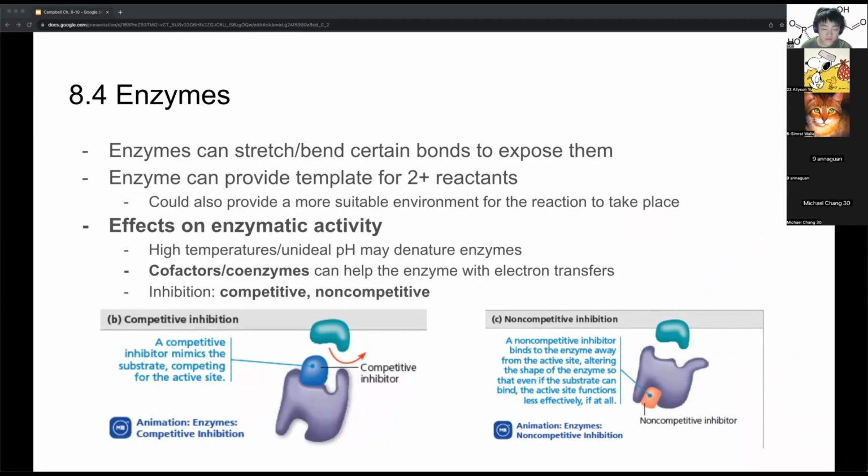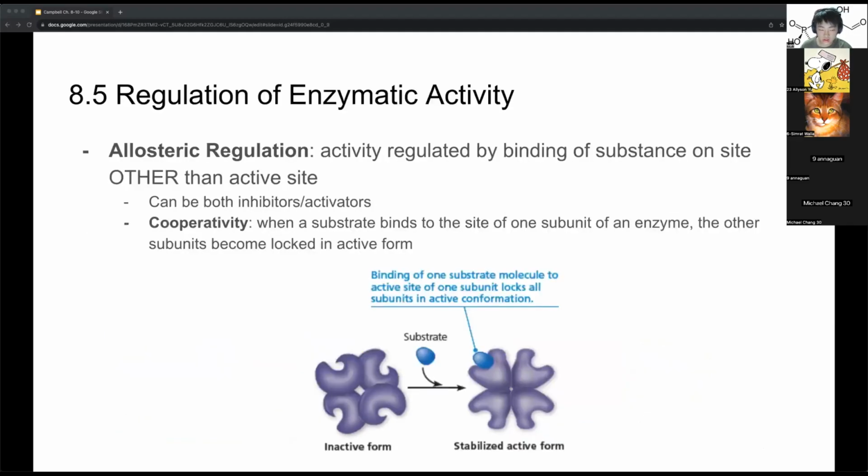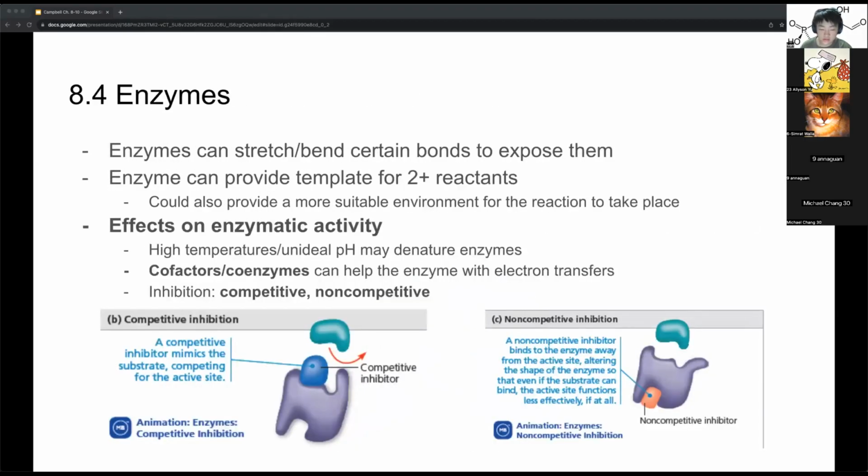So we have two types of inhibition. First we have competitive, and then we have non-competitive. Competitive is when you're literally competing with the substrate for the active site, and that prevents the enzyme from doing its job because the correct substrate is not in the active site. Non-competitive is when you bind to another site, which is also allosteric regulation. You're binding to another site and changing the enzyme's shape so it doesn't bind to the substrate.